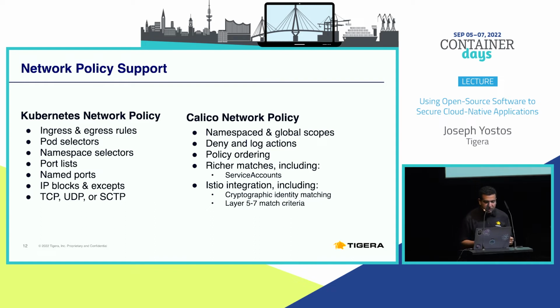Okay, so you can consider that Kubernetes network policy offers these features on the left column, and Calico network policy adds a load of other features on the right side. While the native Kubernetes network policy provides ingress-egress rules, port selection, namespace selection, pod list, IP block exception, and traffic filtering based on TCP or UDP, Calico introduced the global scope, the deny and log actions, policy ordering, and match using service account instead of labels, and the layer 7 policy.